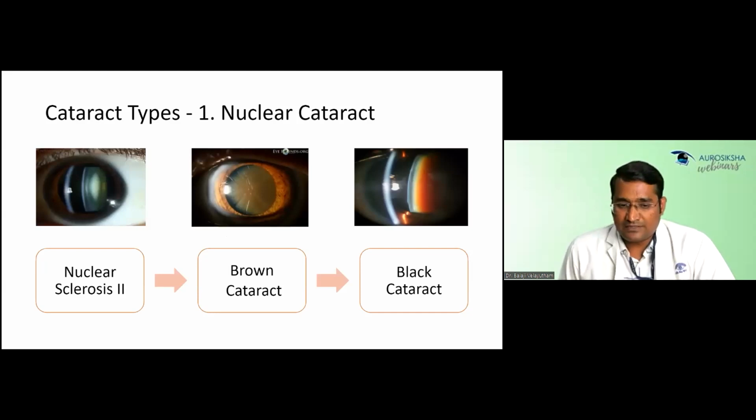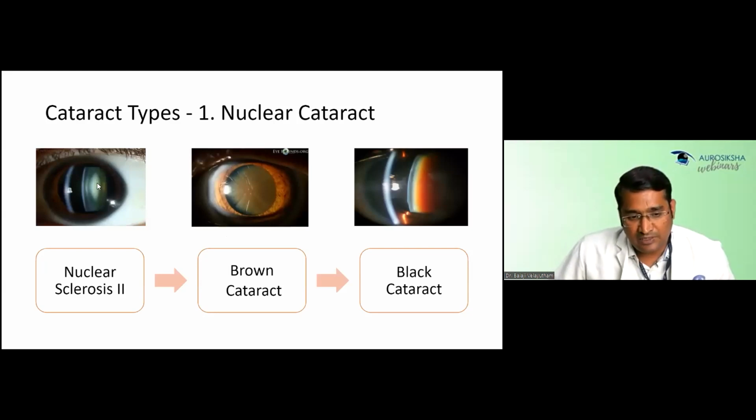So the first type is the nuclear cataract. Like we understood in the anatomy, the centralmost core of the lens is the nucleus. Like you can see in this picture, the centralmost core is opacified. The surrounding structures are all transparent, while the centermost core is opacified. Such a cataract is called the nuclear sclerosis cataract.